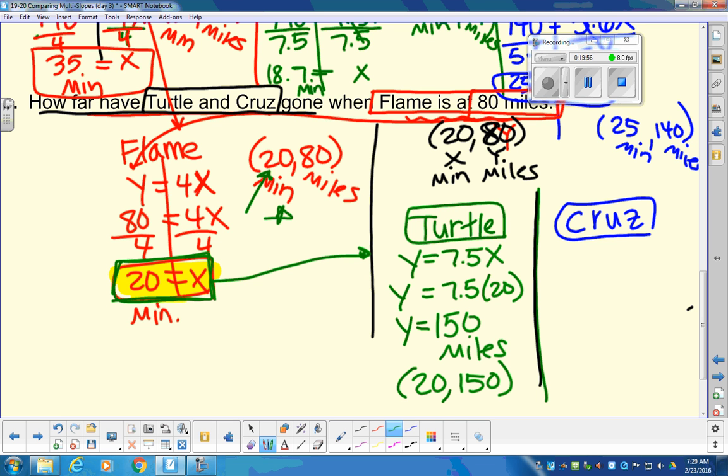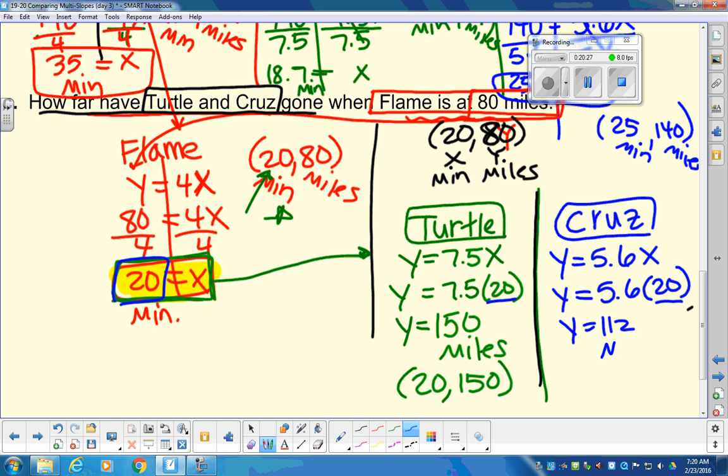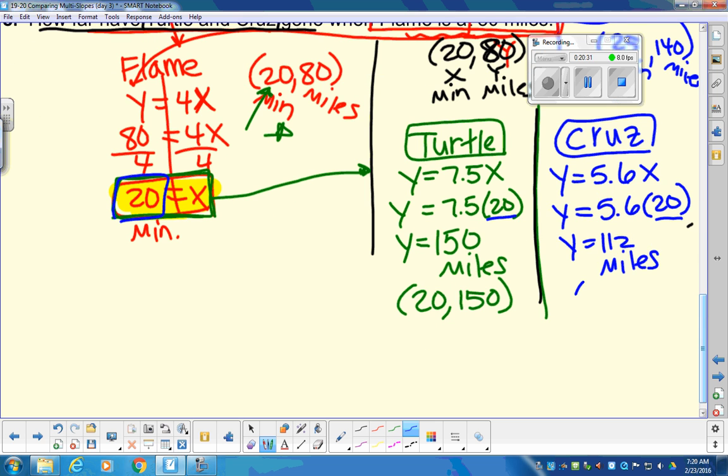Okay, so clearly Turtle has traveled further. And what about Cruise? Where is Cruise? Well, Cruise is traveling at 5.6 miles a minute. So where is Cruise at that same time of 20 minutes? We would substitute the 20 in for Cruise also. Notice we substituted in for Turtle, we substituted in for Cruise. 5.6 multiplied by 20 gives me 112 miles. So Cruise at 20 minutes has gone 112 miles.